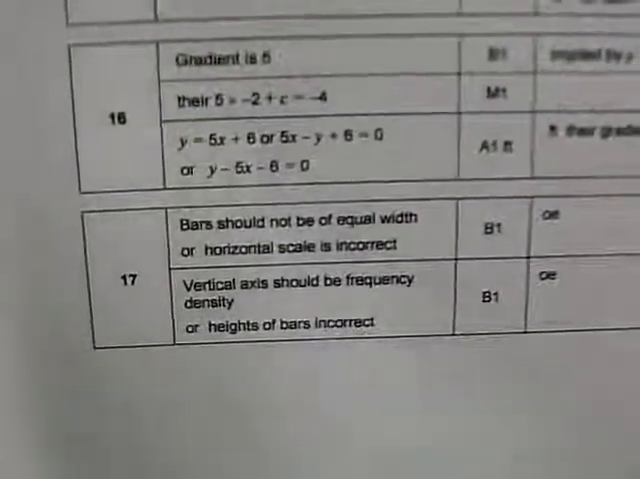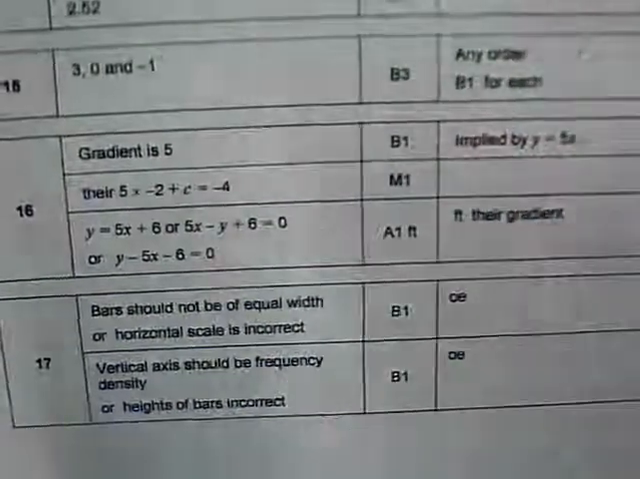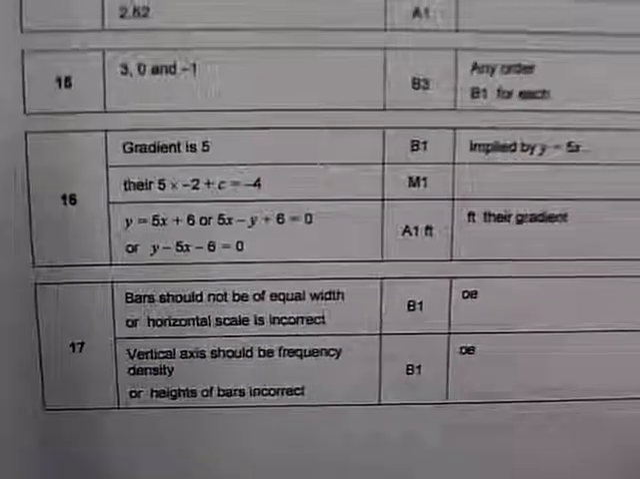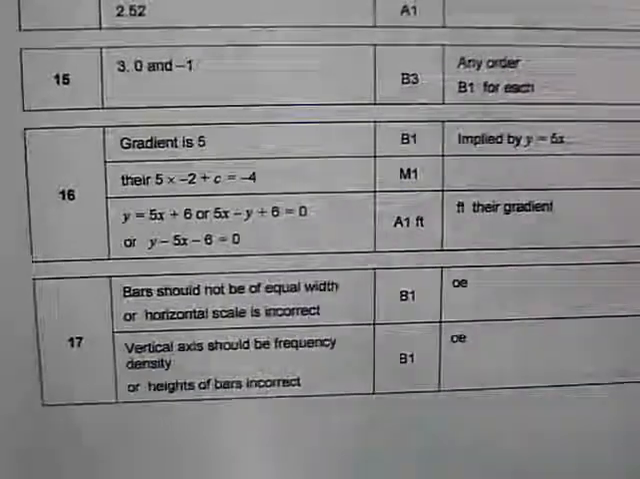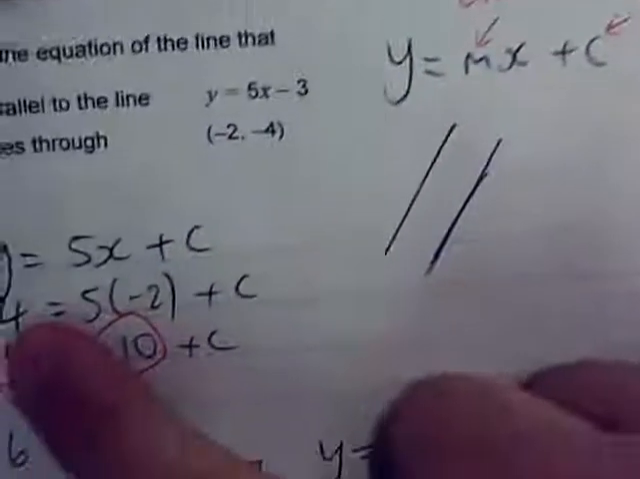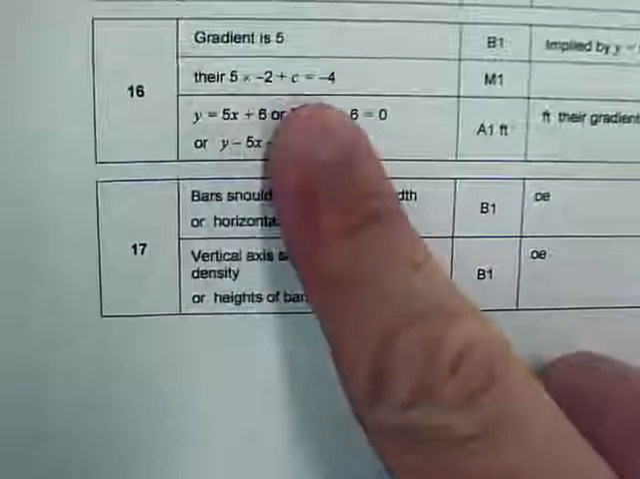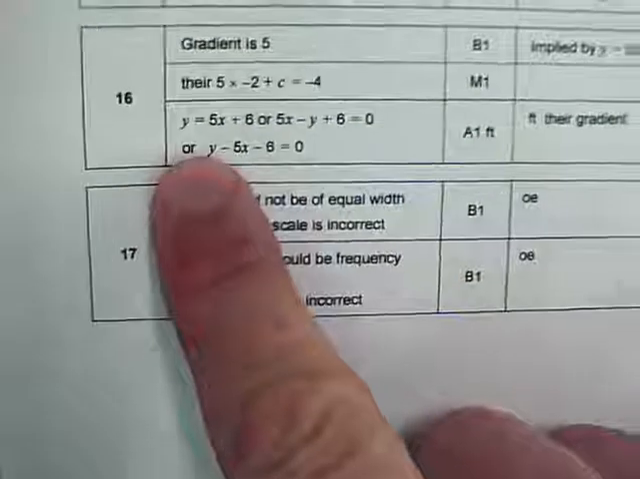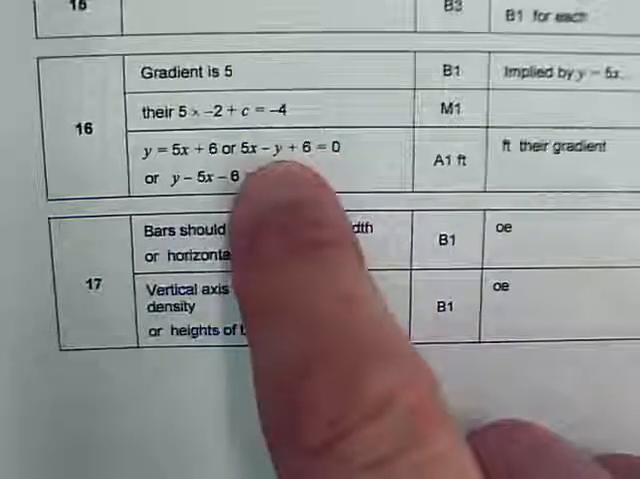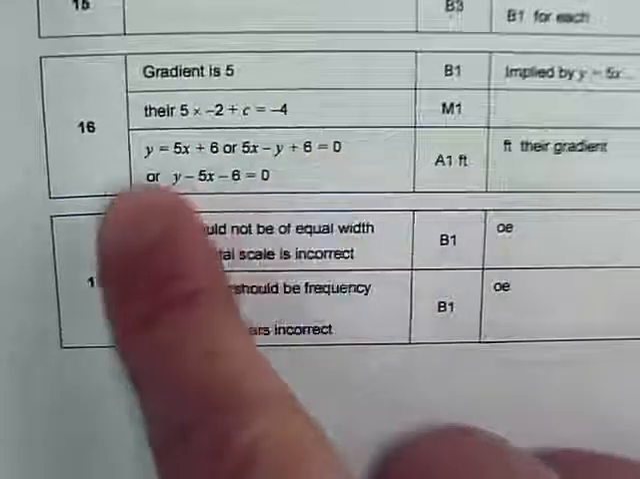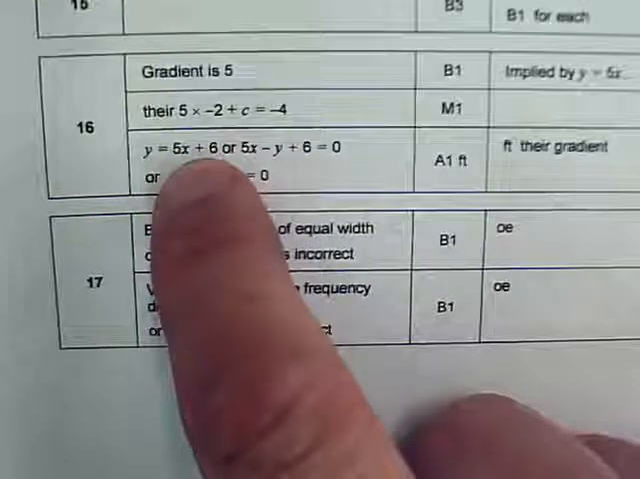Compare that with what the mark scheme wants. If you state the gradient is 5, so for example you wrote something like y equals 5x, you would get 1 mark. If you then attempted to find out what c was by putting it into this form here, then you get the 2nd mark. That's what this line here means. And the 3rd mark is for y equals 5x plus 6, or you could have written an equivalent equation, but you don't need to do that. That will give you 3 marks.